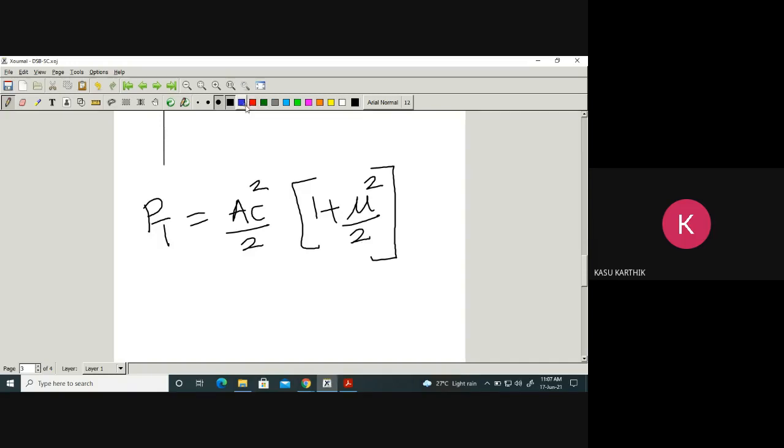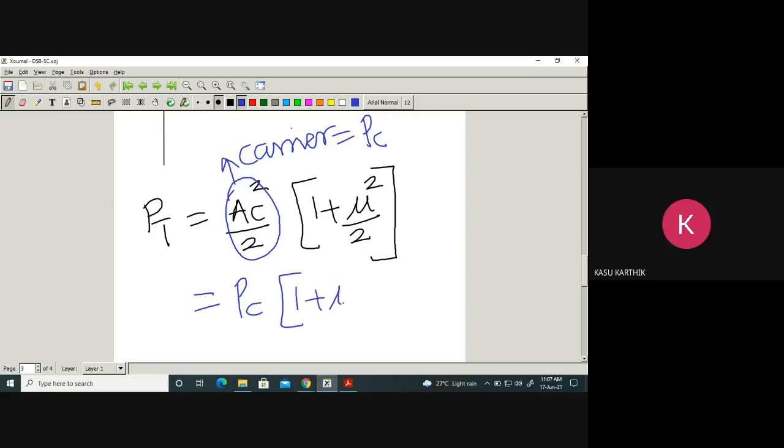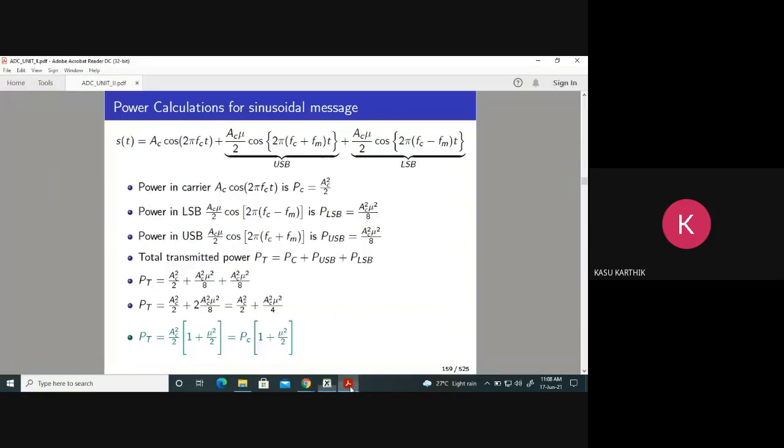But what is this Ac square by 2? Actually, carrier power, power in carrier. We are calling this as Pc. Pc means carrier power. So that's how we can write this as Pc into 1 plus mu square by 2. Okay. This is the total transmitted power.